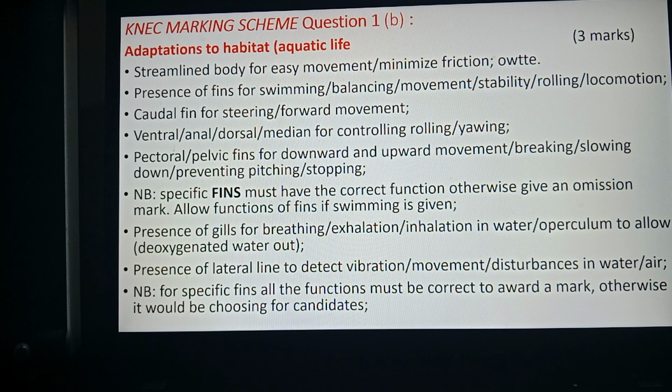Presence of gills for breathing, exhalation, inhalation in water, or operculum to allow the oxygenated water out. Presence of lateral line to detect vibrations or movement or disturbances in water or in air. Note, for specific fins, all the functions must be correct to award a mark. Otherwise, it will be penalized for candidates.